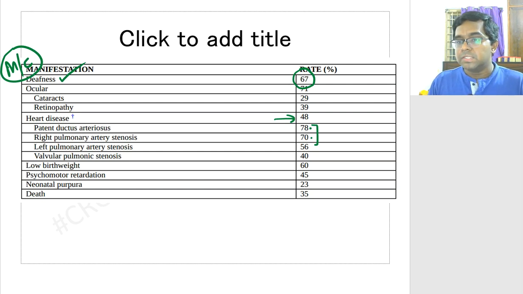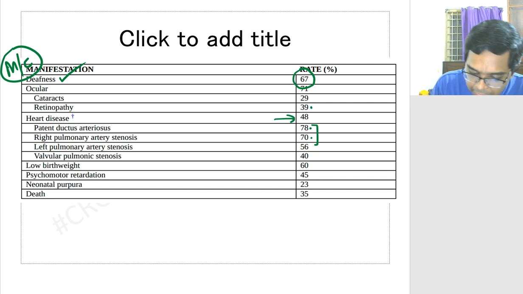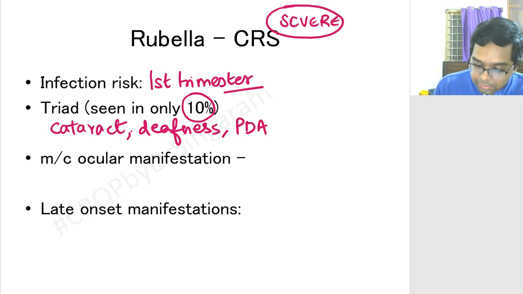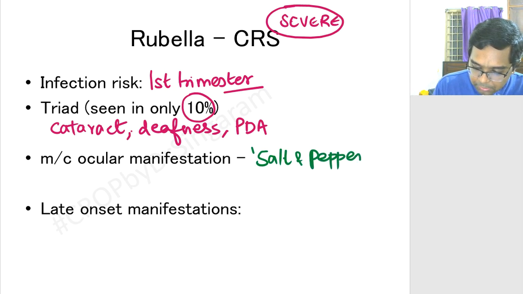Among the ocular findings, you are seeing two things: cataract and retinopathy. Remember, cataract, even though included in the triad, is not the common ocular feature. Which is the common ocular feature? You can see it is retinopathy. So I'm going back and I'm going to write the answer for this, which is asked as the most common ocular manifestation. Please remember, the most common ocular manifestation is in fact not cataract but retinopathy, and the typical retinopathy you get here is salt and pepper retinopathy. This is the typical ocular feature of congenital rubella syndrome.